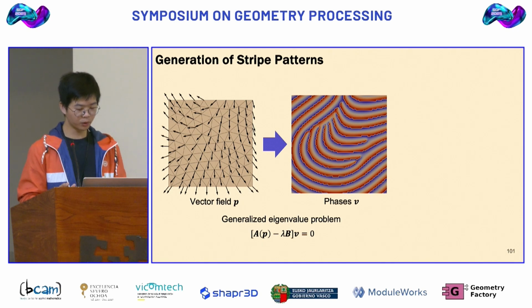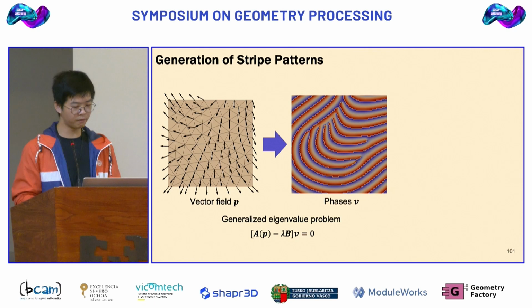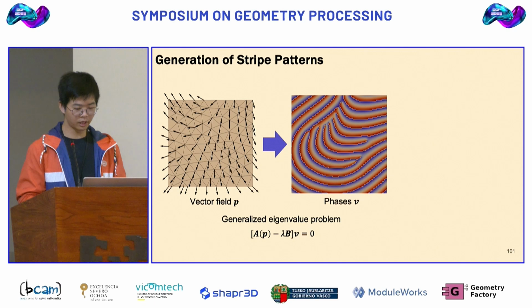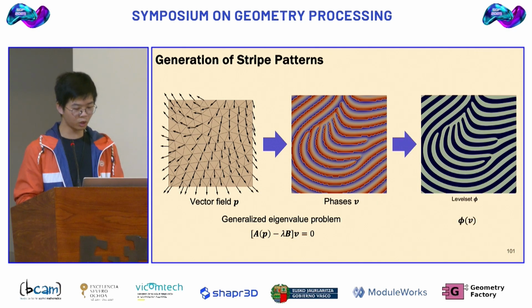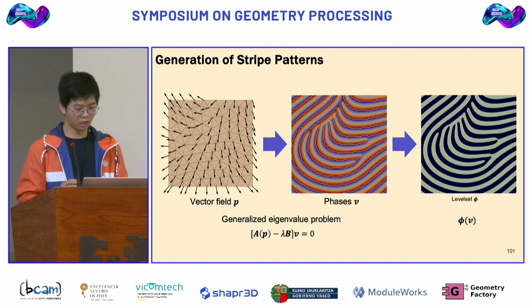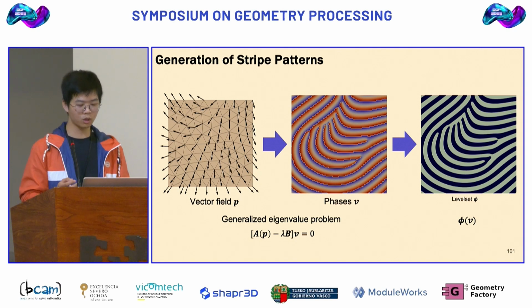The optimality condition for this energy minimization problem leads to a generalized eigenvalue problem, from which we obtain a non-trivial global minimizer in the smallest-energy eigenvector. Once we solve for the eigenvector, we need to transform these phases into a distance function where the boundaries of the stripes are determined by its zero level set. Thus, by changing the vector field, we can change the design of the stripe pattern, giving us a clear path in computing derivatives of stripe patterns with respect to the vector field.